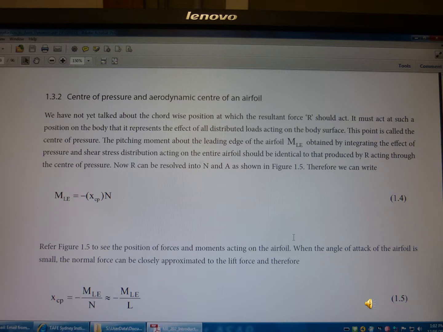The aerofoil moment about the aerodynamic center, M_AC, is equal to minus the distance multiplied by N. The center of pressure position is minus M_LE by N, or minus M_LE by L.